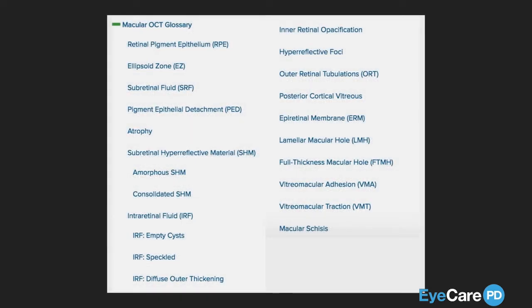Now there's a lot of terms, a lot of descriptive words that are out there that we use to describe OCTs. And they're all very important because if you think about it, every OCT has a story to tell, and knowing these terms will help you tell that story. What do I mean? Let's take a look.